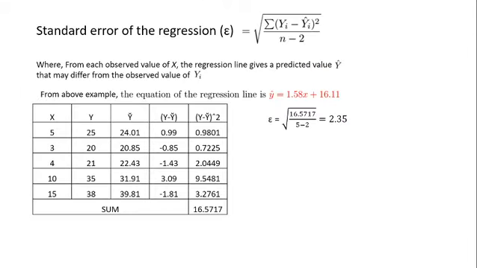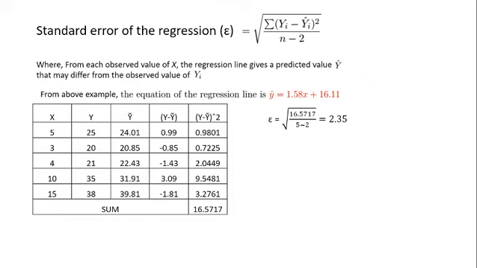Now we can easily find the value of the standard error. The standard error can be found with the formula epsilon equals the square root of summation of (y minus y cap) whole square upon n minus 2. Here y cap is the predicted or estimated value, and y is the observed or actual value.